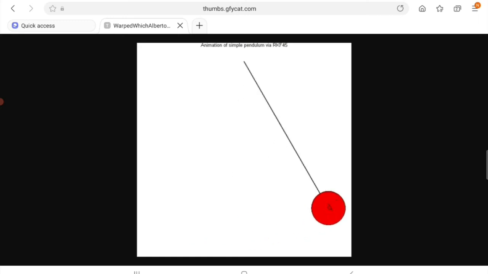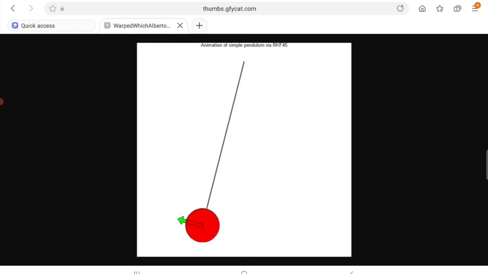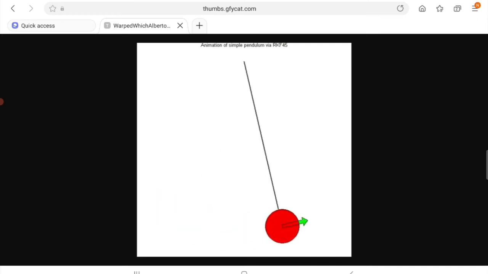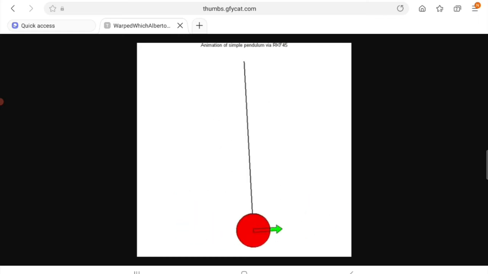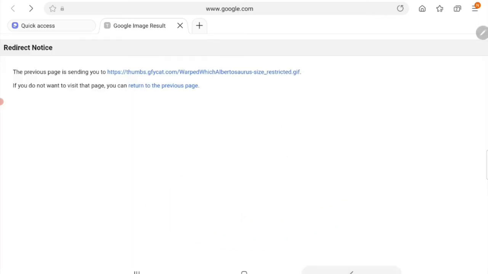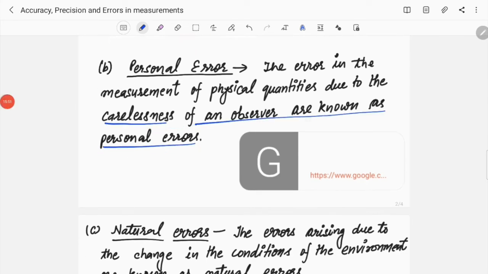If one student is going to count the oscillations of the pendulum, then most probably he will count 1 when it is going right, 2 going left, again 3 going right, again 4 going left, in this way. But this is not the correct way of counting the oscillations. So if any student is not counting the number of oscillations of a pendulum properly, then there will be an error in the measured quantity.